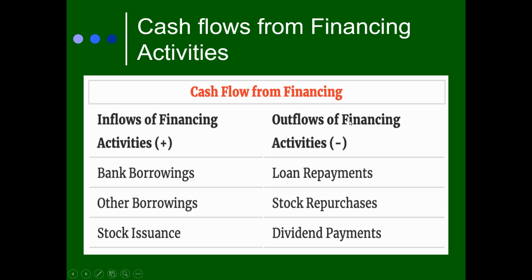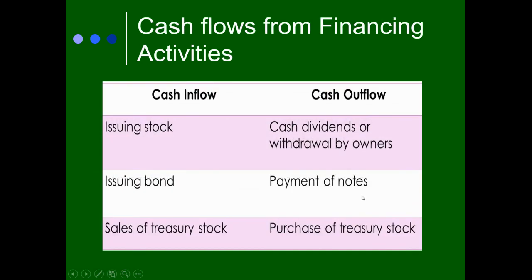Outflows of financing activities, for instance, are from loan repayments to the bank, any stock sold by the shareholders that the company or the organization repurchases, and any dividend payments made to the shareholders. So this is actually the same.